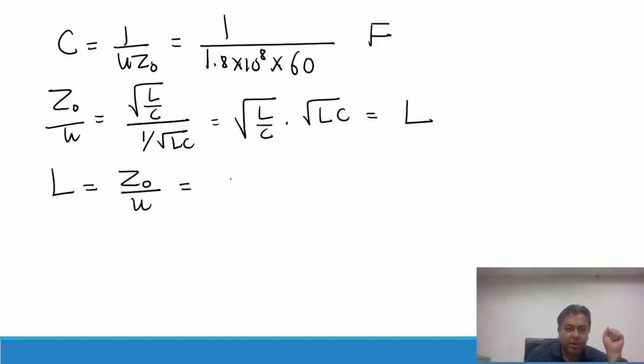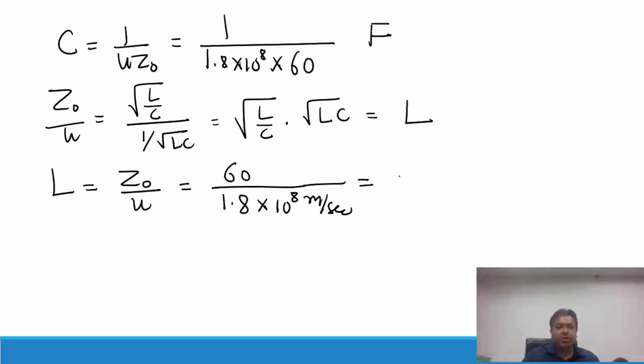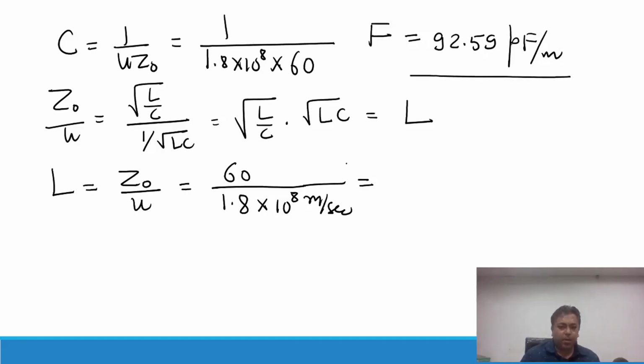So what is the value of Z naught, characteristic impedance? It is 60 ohm, given. And what is the value of U? We have just determined 1.8 into 10 to the power 8 meter per second. And again, you can convert this value of inductance into nanohenry, picohenry, whatever is convenient to you. Let me write the answer of this particular problem. As far as the capacitance is concerned, the value of the capacitance is 92.59 picofarad per meter. Please check the values with the help of a calculator. The value of the inductance, after solving this particular expression, is 333 nanohenry per meter. So this is the value of inductance and this is the value of capacitance.